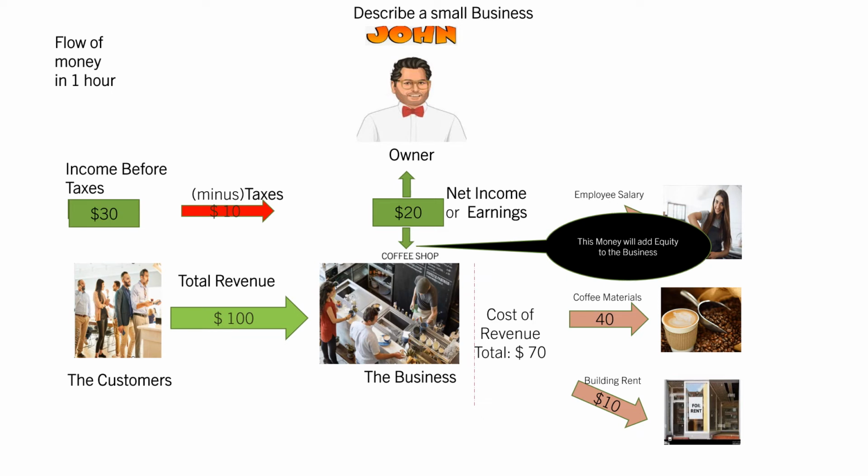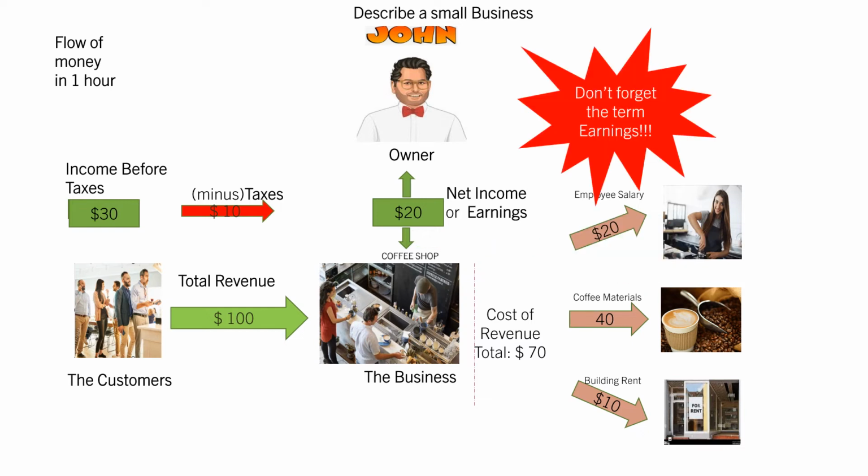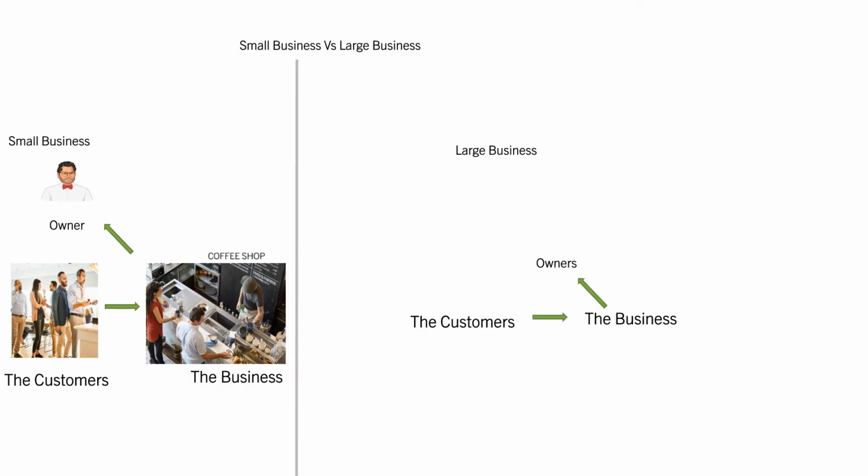So the main thing I want you to really understand is the net income, the earnings. Don't forget the term earnings, a very important number, and it can be paid to the owner or back into the business. Okay, so we understand that model makes sense for pretty much anybody as they look at that because it's just really easy to understand.